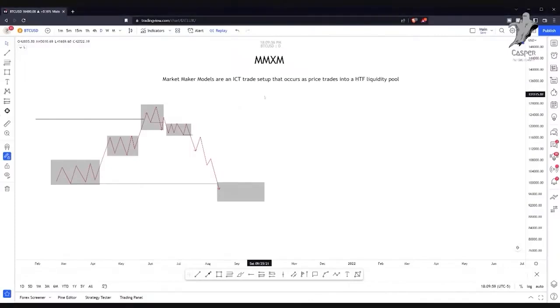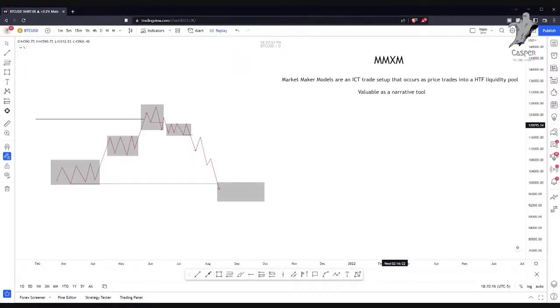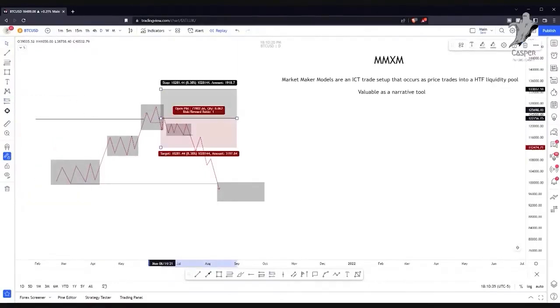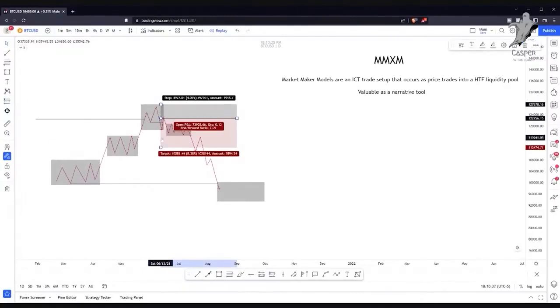Most valuable as a narrative tool. A crash course in the difference: a narrative is what price is doing and why it's doing that, and then an execution model or tool is how we capitalize off that. So for instance, this entire model would be the narrative and this break of structure here, if we decided we wanted to enter based off of that, that would be our execution.